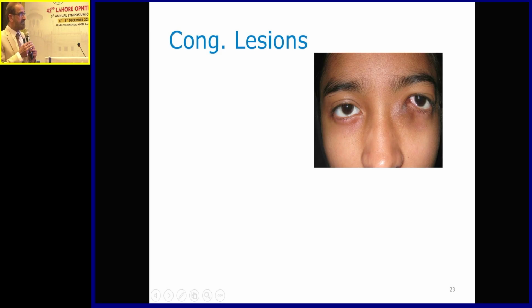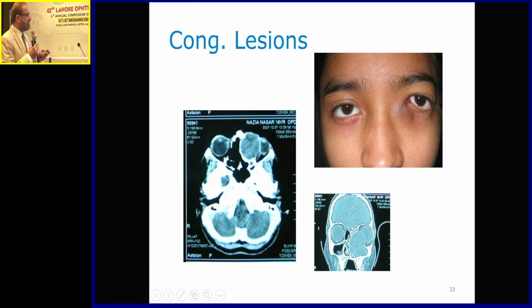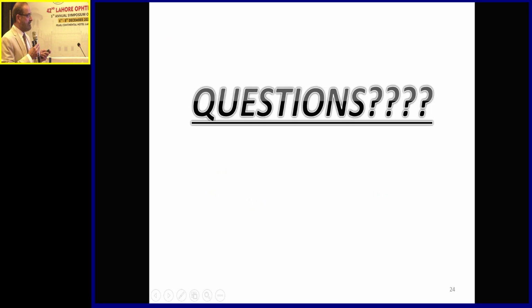Congenital lesions we were discussing, you can see the huge mass here, probably a dermoid of some kind, and she had good outcome after removal.